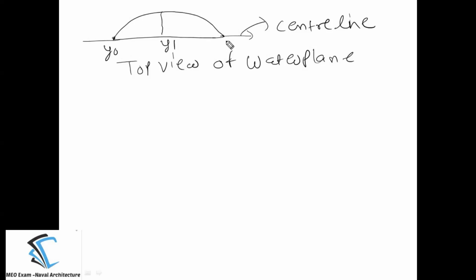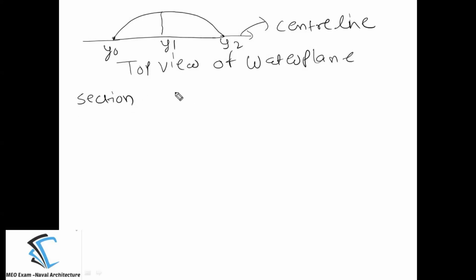y0, y1 and y2. As I already told, always try to solve these trapezoidal rule numericals in the form of tables. That will always be good, you can easily understand, and there is less chance of mistakes. So I will write like this: section number, you can say.